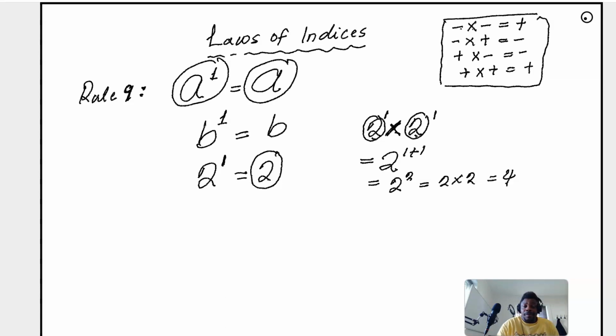Now that you are able to see all the rules of indices, we shall be going into how we can use the rules of indices to solve all our questions on indices.